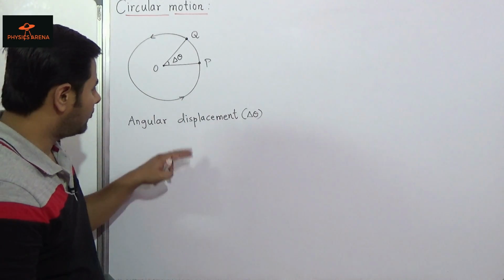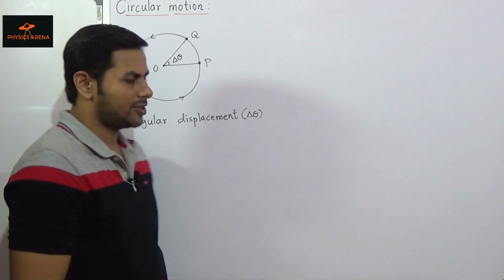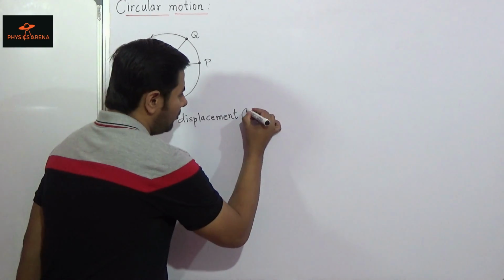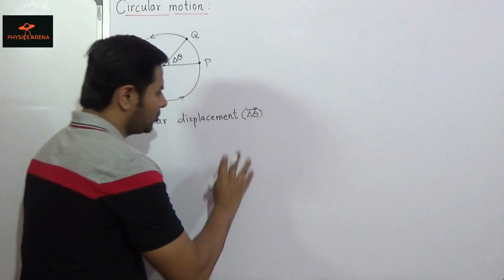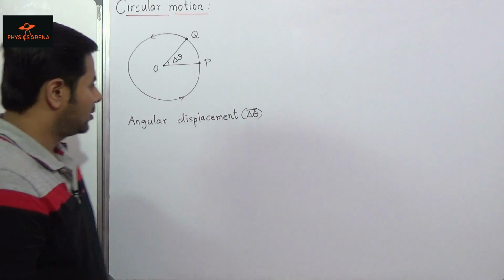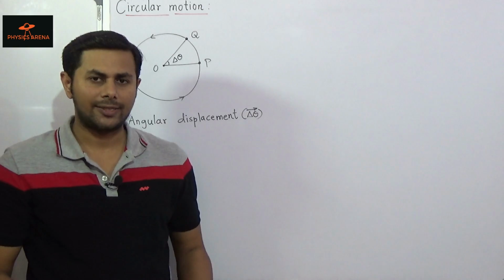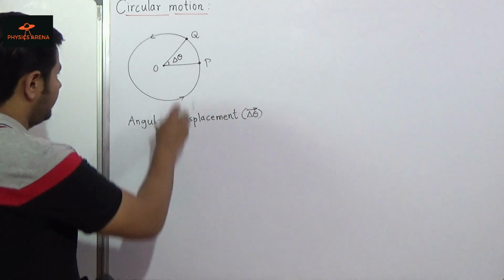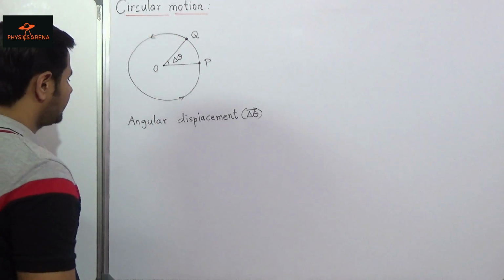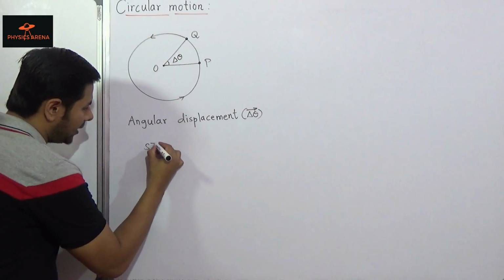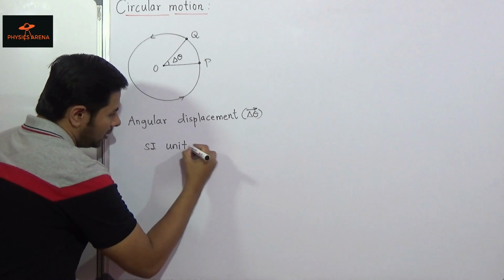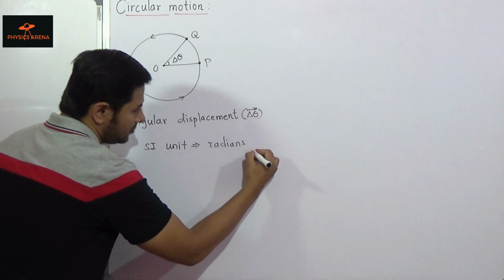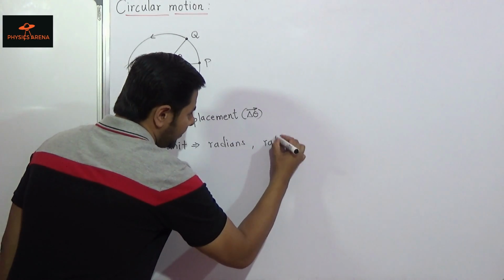Now, as the word displacement in this term suggests, it's a vector quantity. So I will put this bar on top of it to show that it's a vector. Now it has magnitude as well as direction, and magnitude is just the magnitude of this angle, and we know that the SI unit for an angle is radians, or RAD in short.